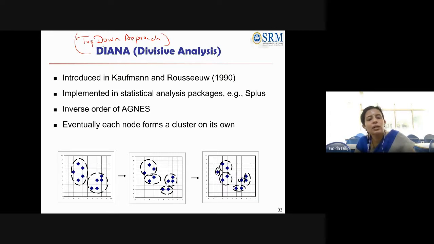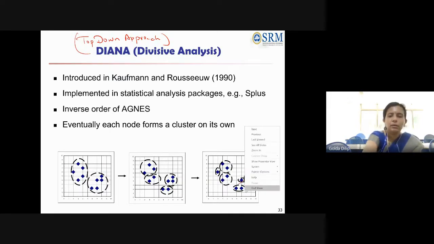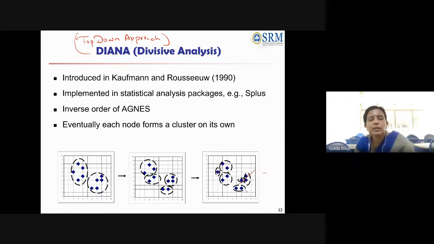Here a single cluster of all samples of the data set is taken initially. Then it starts getting partitioned. The partitioning process continues till each data point lands up as a single sample. So that's the inverse order of Agnes, agglomerative clustering. Eventually each node forms a cluster of its own.